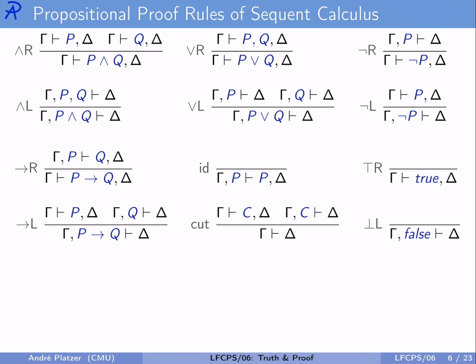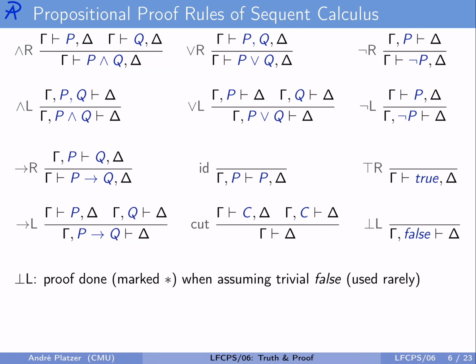If we have the formula false among our assumptions on the left-hand side, then how do we prove that delta is true from the assumptions of the gamma and that false? Well, again, we're done, right? Because if among all the other things we're assuming, we're also assuming false, well, then anything follows from that, because the formula false, by definition, is never true in any of the states. So it's one of the, by definition, false assumptions. So we don't have a proof.